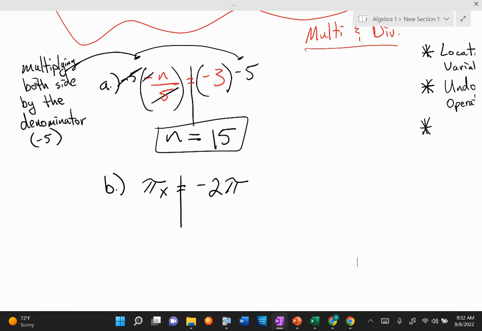All right, let's finish this problem. So, pi is not a variable. Where is the variable? It's x. Okay. What is being done to x? It's being multiplied by pi. So what's the opposite of multiplying by pi?